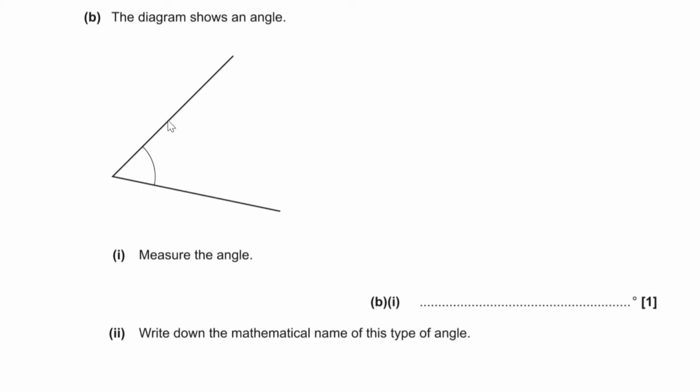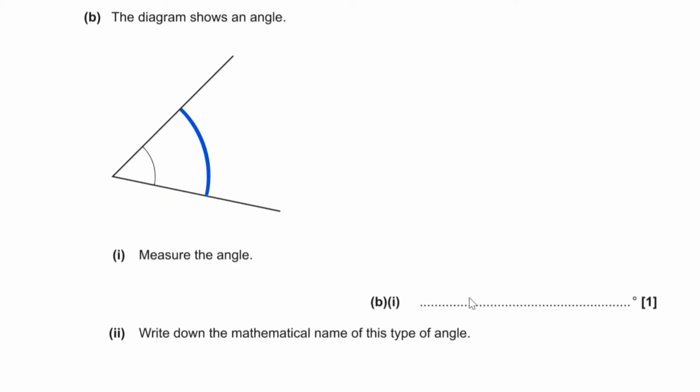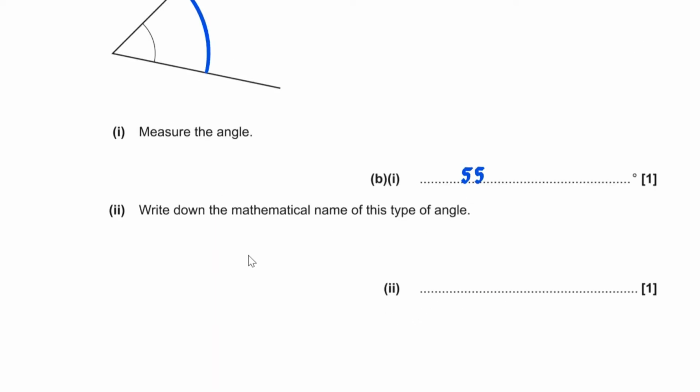Part B of the question, the diagram shows an angle, and for the first part of part B, we have to measure the angle. The angle measured is 55 degrees. For the next part of part B, we have to write down the mathematical name of this type of angle. We have an acute angle.